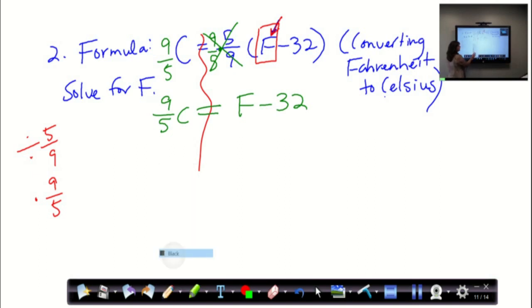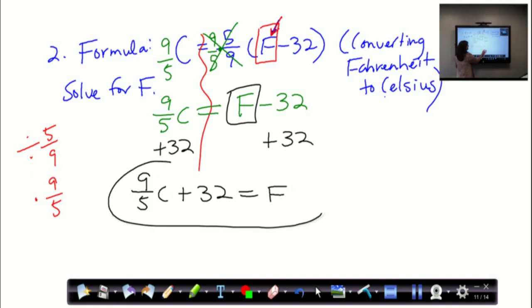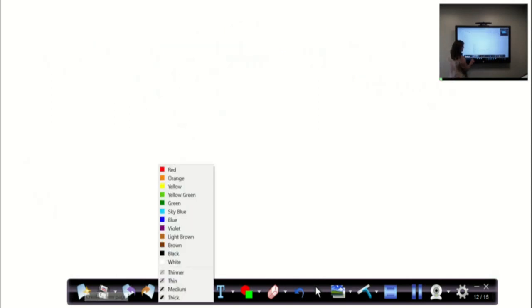Now, yet again, this is what I want to get by itself, so now I just got to get rid of that minus 32. To undo that, I'm going to add a 32, and just like before, I'm going to add it to the side. So it's 9/5 C plus that 32, and that will be F. There we go. F is now by itself. All right, one more example of this.